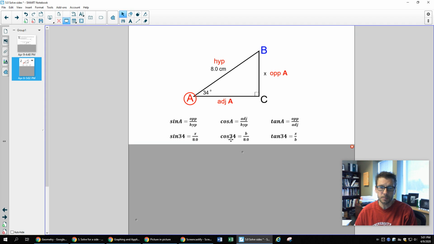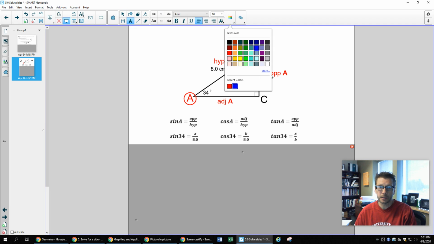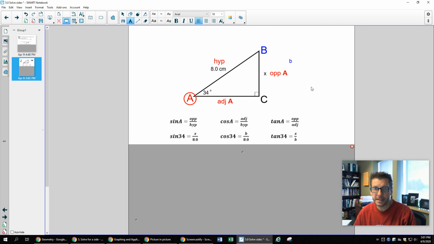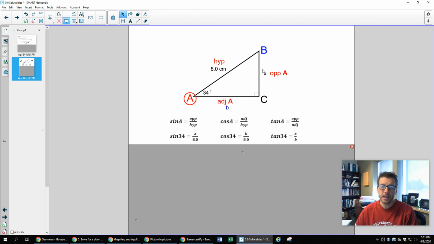Cos of 34 is the adjacent side. Well, I don't actually have an adjacent side. I don't have anything here. So if I was to put something in there, I would put in a little letter B, because that's the side that is missing in terms of the side that's adjacent. So when I say adjacent over hypotenuse, I'm going to put B over 8. And when I do tangent of A, I want to go opposite over adjacent. I'm going to put X over B.